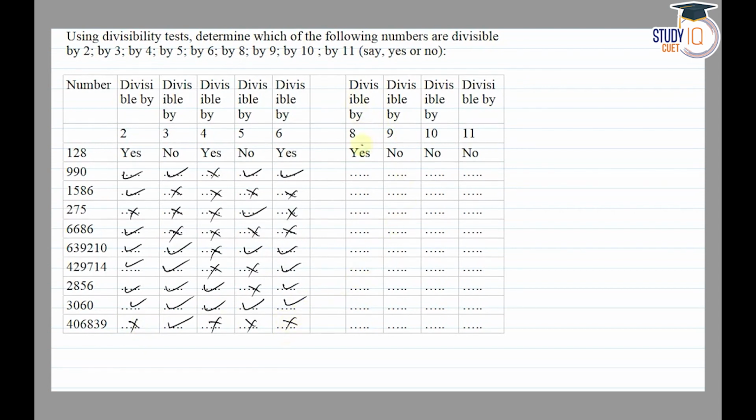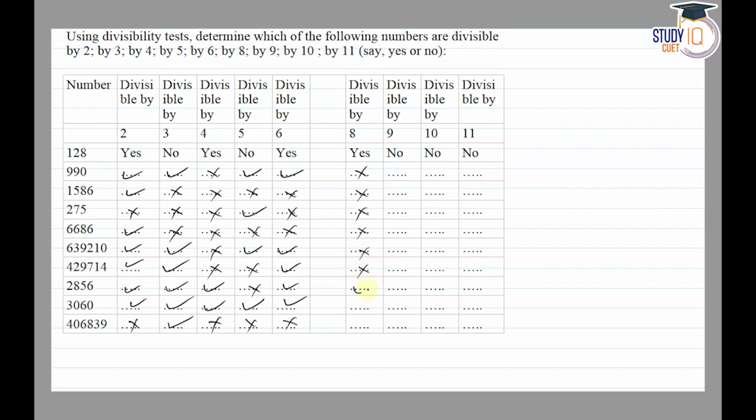Then divisibility by 8. So the last 3 digits divisible by 8, the number is divisible by 8. So 990 is not divisible by 8. 586 is not divisible by 8. 275 is not divisible by 8. 686 is not divisible by 8. 210 is not divisible by 8. 714 is not divisible by 8.